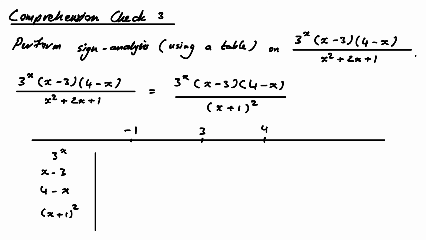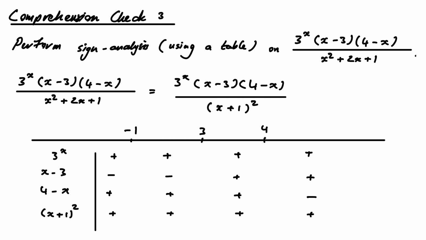So now what we're going to do is just go through each of these intervals and work out if you're positive or negative. So first of all, 3 to the x is positive everywhere. Fantastic, right? It doesn't really affect too much. x minus 3 is negative on this side, and at 3 it switches to being positive, so it's positive after this. 4 minus x, it's the other way around. You're positive until you hit 4, and then you become negative. And finally, x plus 1 squared, it's a square, it's always positive. If there wasn't a square there, it would be more complicated, but it's always positive.